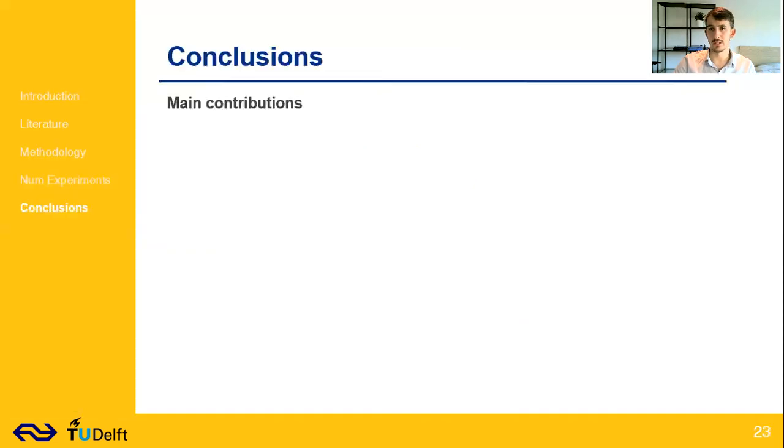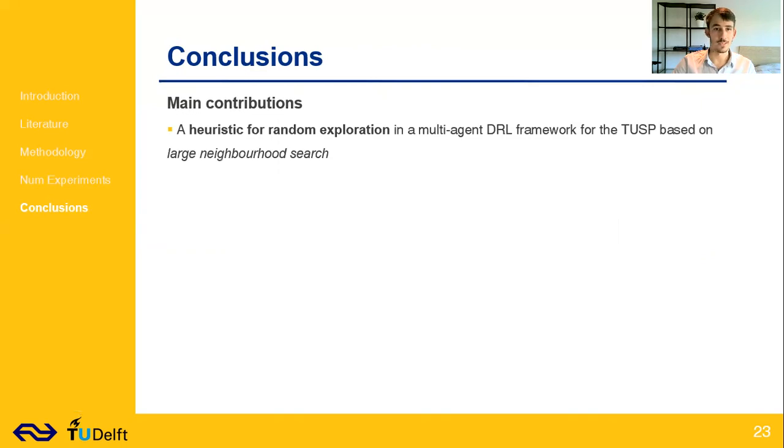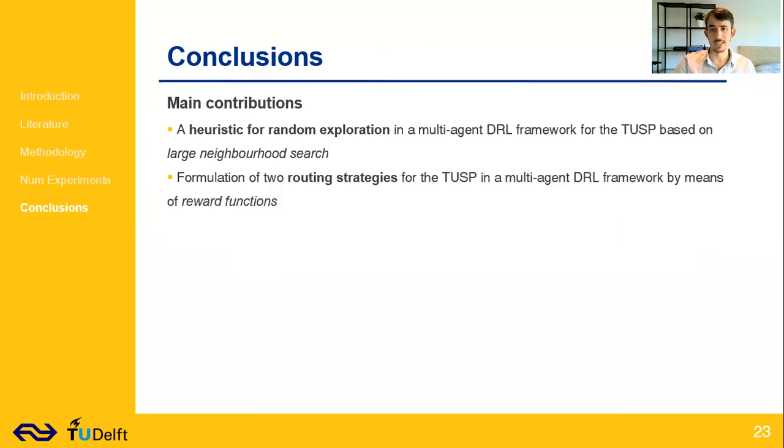Lastly, in conclusions, the main contributions of our research are first a heuristic for random exploration in the framework for the problem based on the principles of large neighborhood search. And secondly, the formulation of two routing strategies for the problem in this framework by means of reward functions. So it has shown that appropriately defined reward functions can guide agents to take the right sequence of actions. And both approaches show the potential to improve the learning process and to produce more efficient route plans.